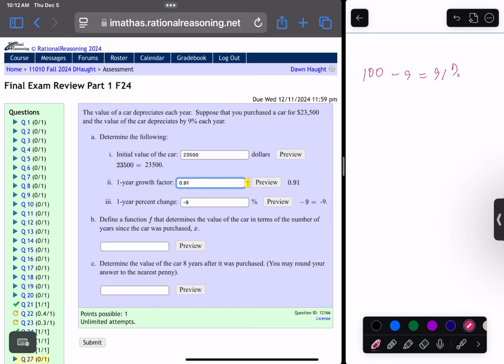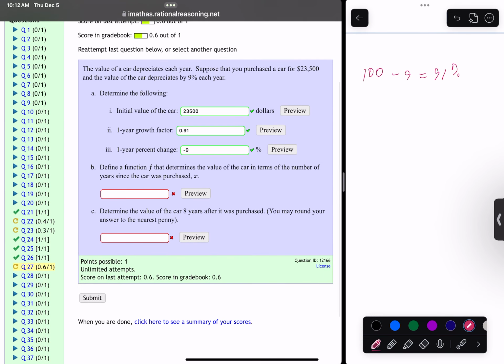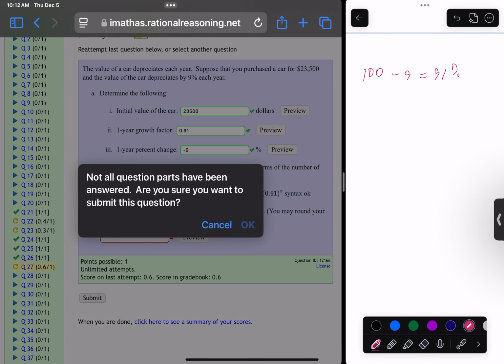Our 1 year growth factor is 0.91. If they just say a factor, use the decimal. If they have the percentage symbol there, use the percentage. I think that's what they want there. Let's check. Yeah, okay. So what's our function? They're calling a function f. It's in terms of x. So f of x equals our starting value, 23,500, times 0.91, whatever that 1 year growth factor is, to a power of x. Let's check it just to make sure we're good.